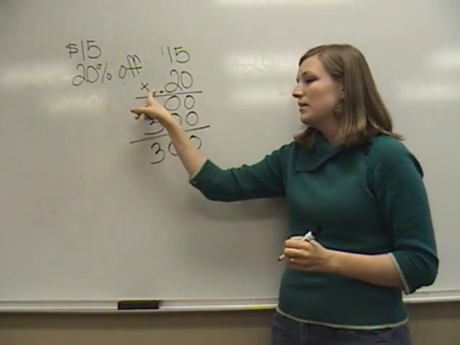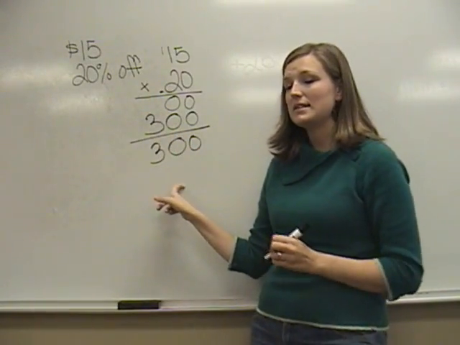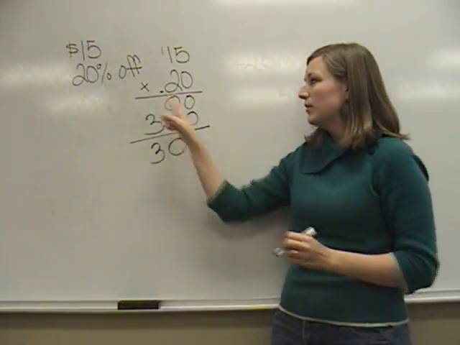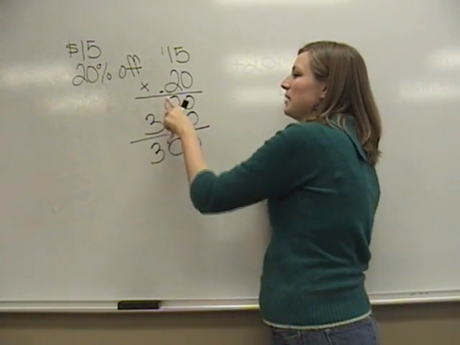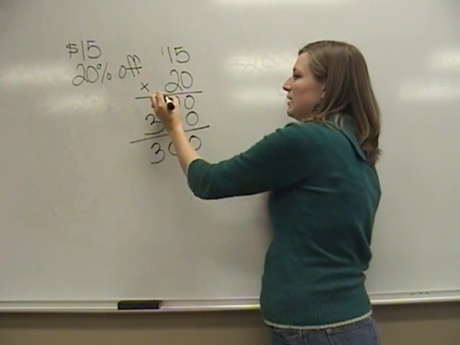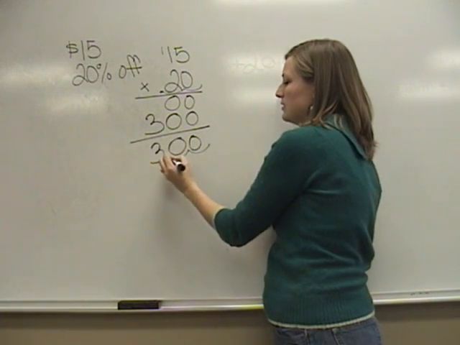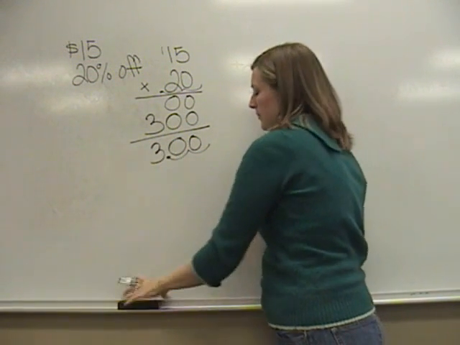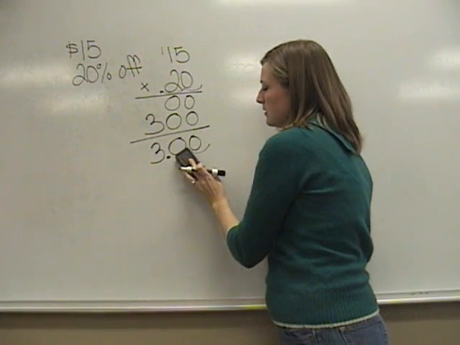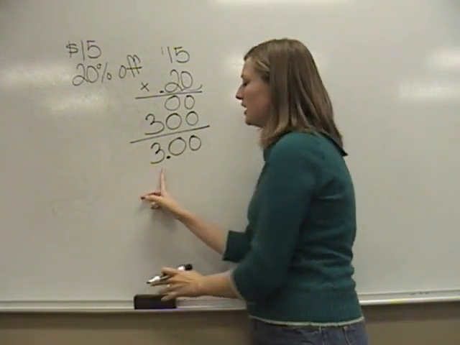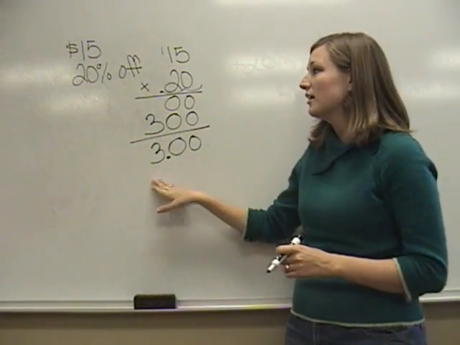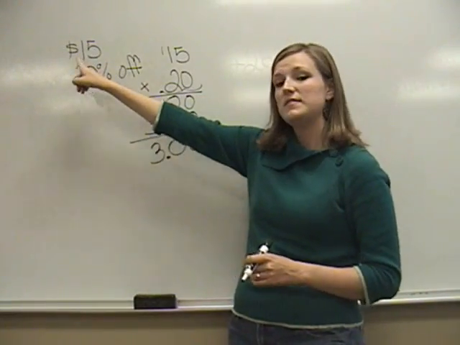If there's a decimal in my problem, there has to be a decimal in my answer. To figure out where the decimal goes, I'm going to count how many times it takes me to move to the end. 1, 2. So I'm going to move 1, 2. So my answer is $3. $3 is 20% of 15.